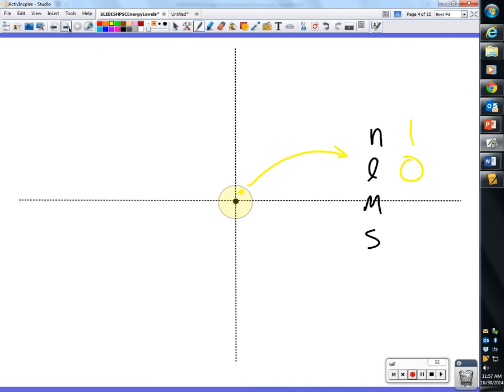All right. Let's go here. That s, in the list of 4 quantum numbers, is not the shape of the orbital. It means something different. I know. It's the same letter, but it means something different. Okay? All right. Let's go here.